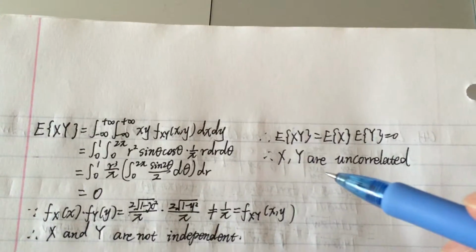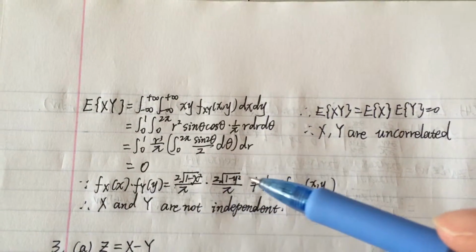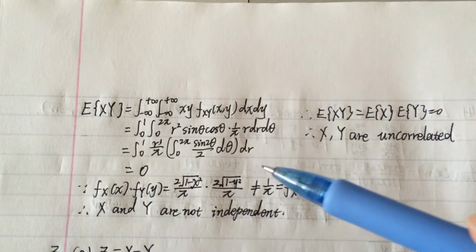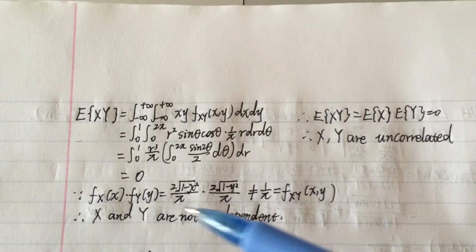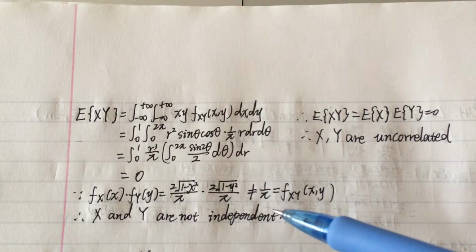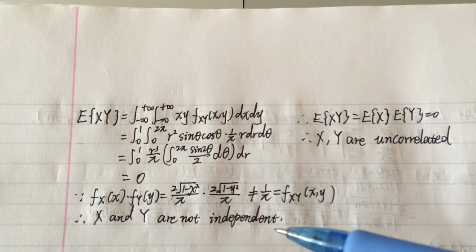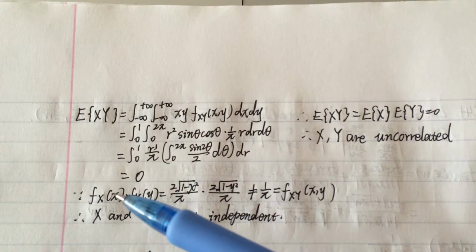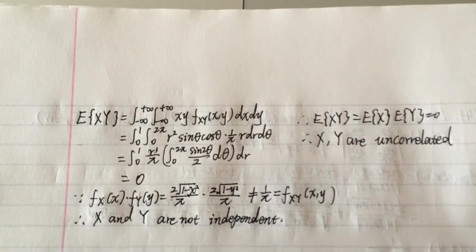So x and y are uncorrelated, and we can also check whether they are independent or not. We check whether the joint density function equals the density function of x times the density function of y. From this we can see they are not the same, so x and y are not independent. That's all. Thank you.